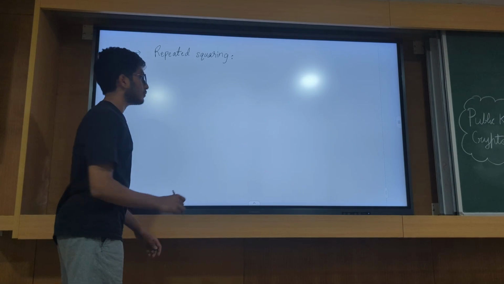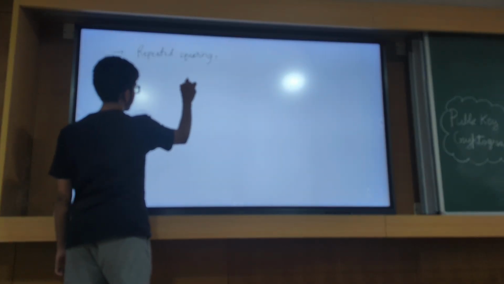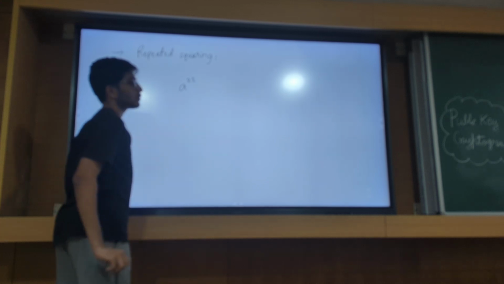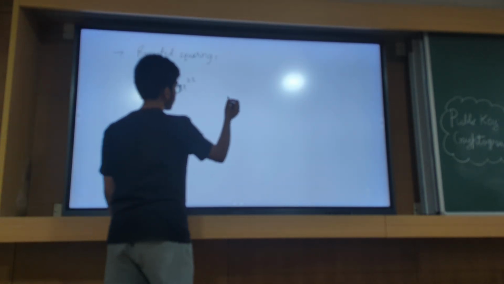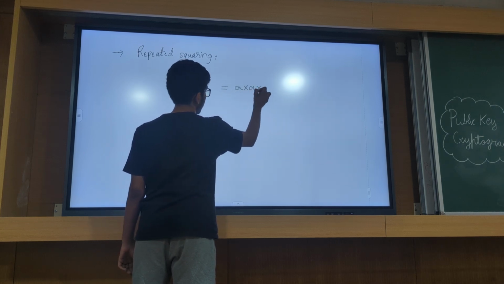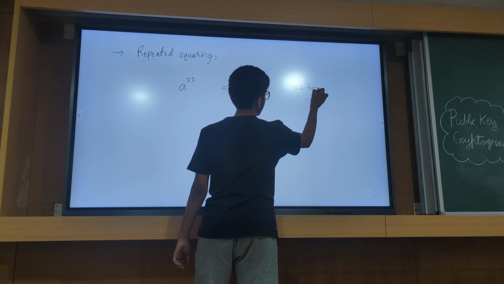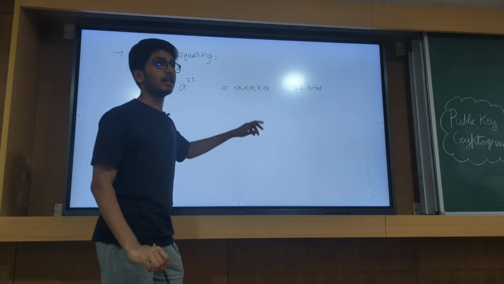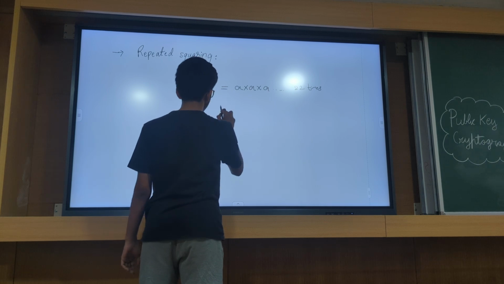Let's say you have a number a and you have to calculate a power 22. So you give this to a computer. One of the methods that the computer calculates may be a into a, and so on until 22 times. So it takes 22 steps to calculate this. That may be one of the ways. But instead, suppose the computer does it in this way.